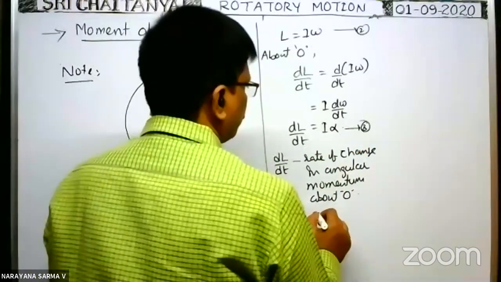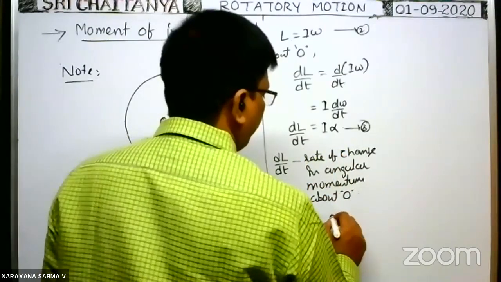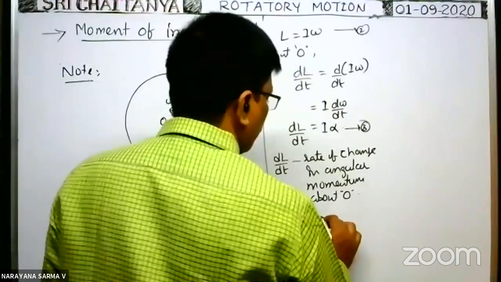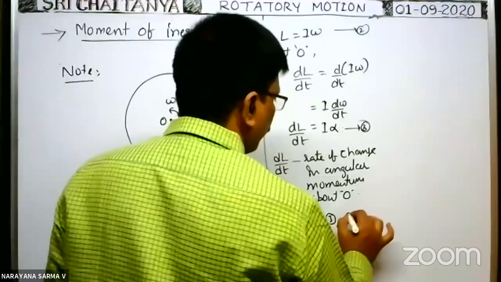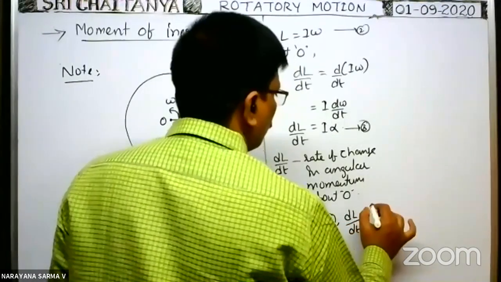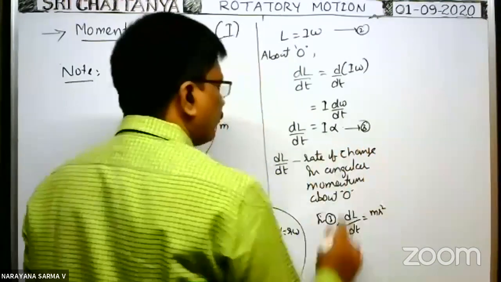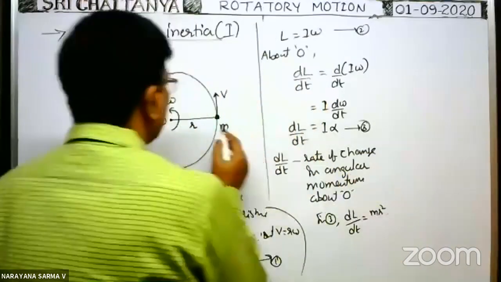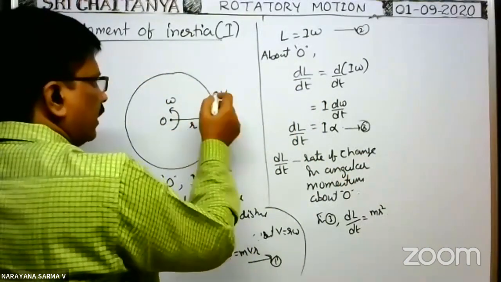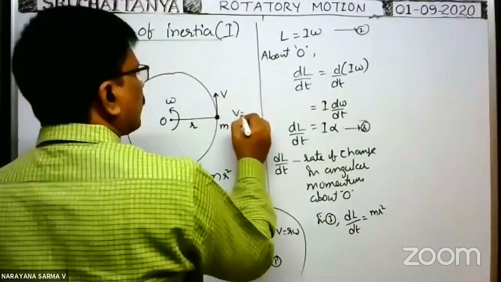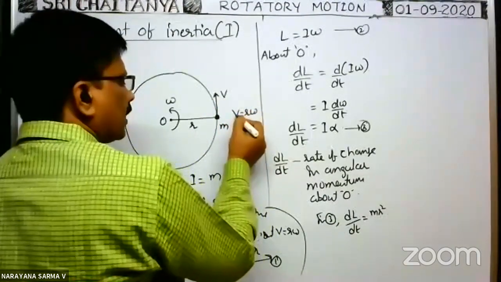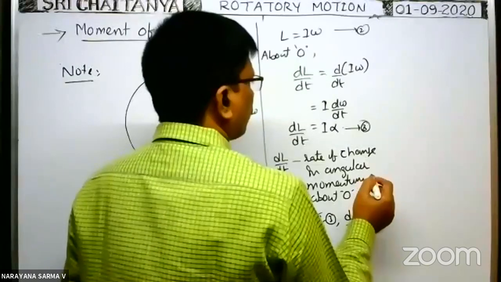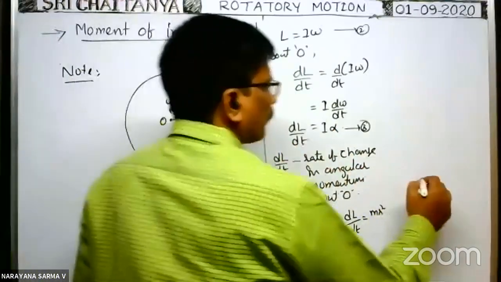So here you see, from equation 3, dL by dt is equal to mr square into alpha, where alpha is the angular acceleration. As the angular velocity changes with time, then speed also changes. The speed v is equal to r omega. When angular velocity changes, speed also changes. When speed changes, alpha can be written in another form.